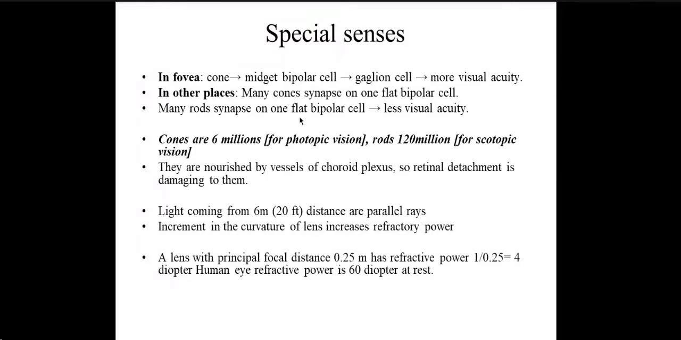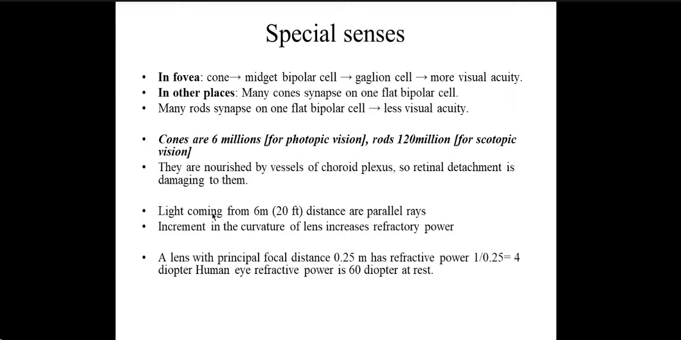Now cones are very few in number in comparison to rod cells. Cones are 6 million and rods are 120 million. Cones are for photopic vision, that means bright light vision, and rods are for scotopic vision, that means dim light. Rods can work in dim lights. They are nourished by the vessels of the choroid, so retinal detachment is damaging to them. I have already told this when I taught the first slide.